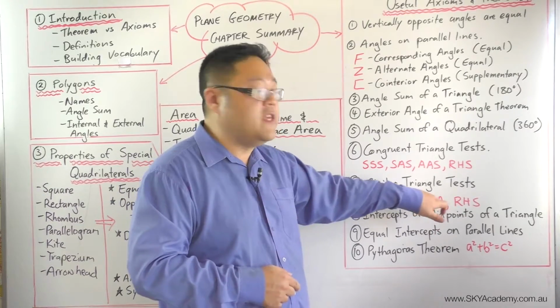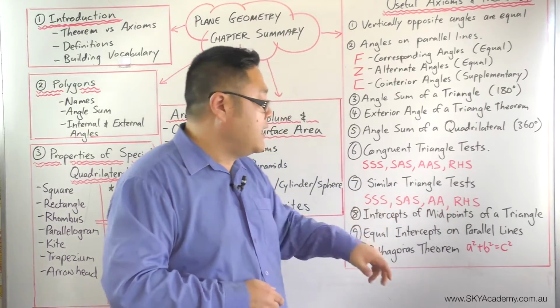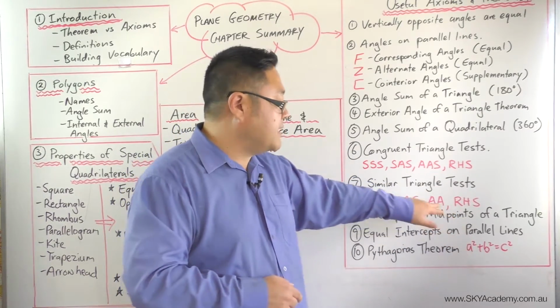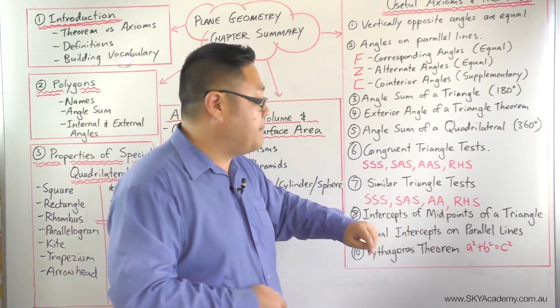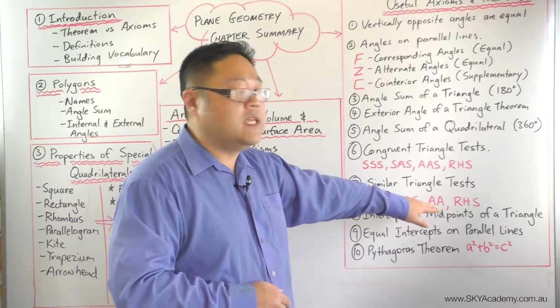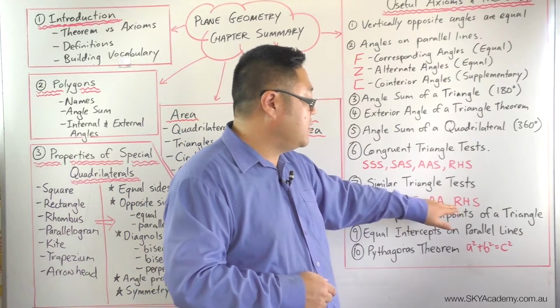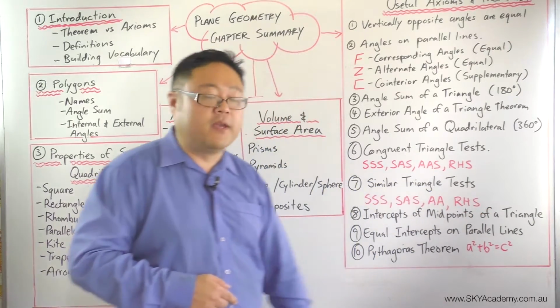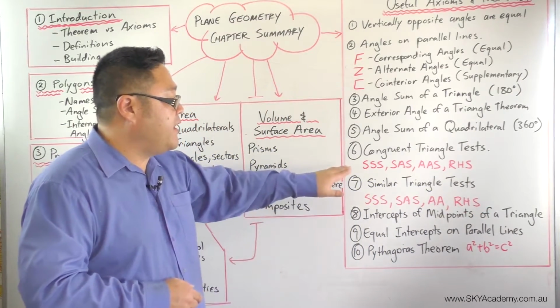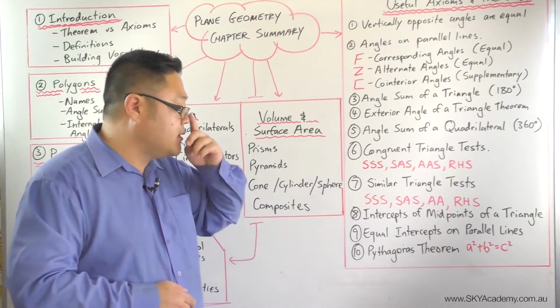All right. Now, if two of the angles in a pair of triangles are the same, the third one will automatically be the same. So you only need to show that two of the angles in a pair of triangles are equal to each other. So two pairs of angles, and RHS as well. Okay, so they're your similar triangles tests.